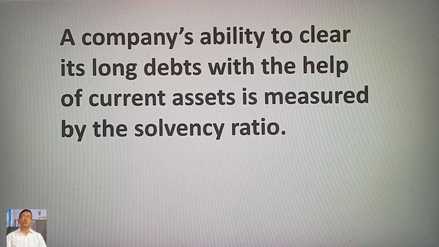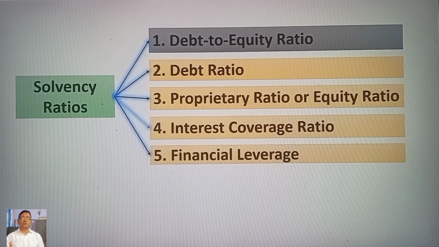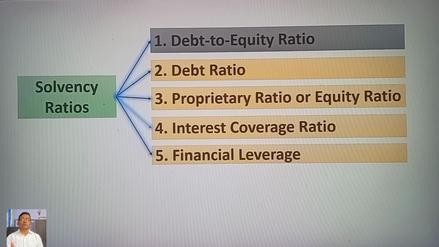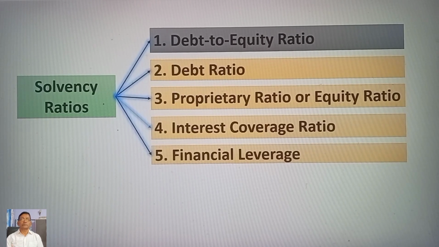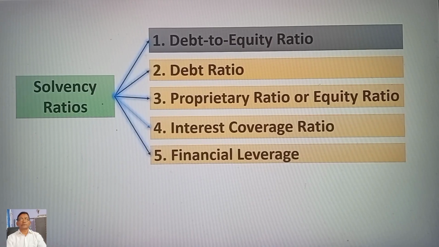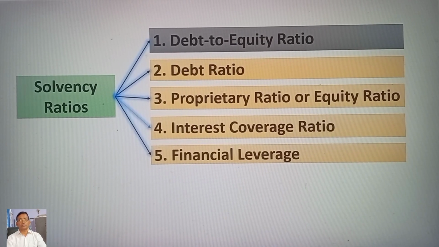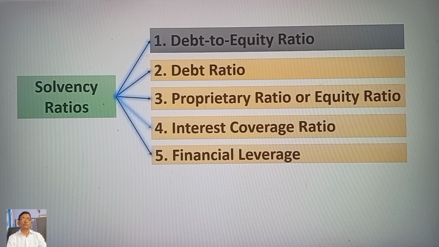Now, let us see the different types of solvency ratios. Types of solvency ratios are: first, debt to equity ratio; second, debt ratio; third, proprietary ratio or equity ratio; fourth, interest coverage ratio; fifth, financial leverage.